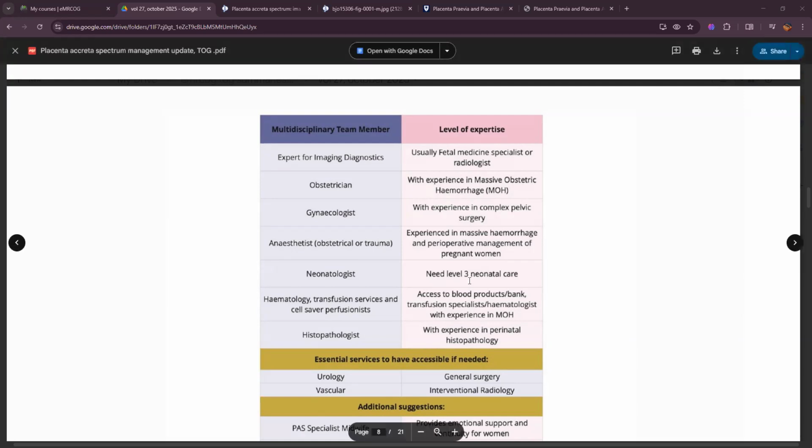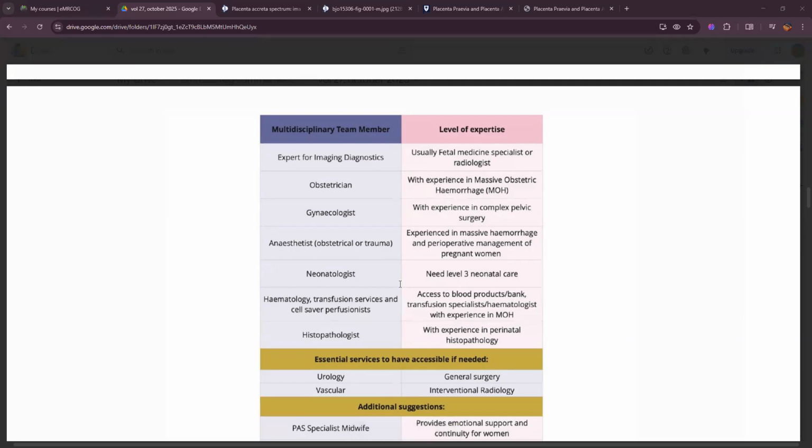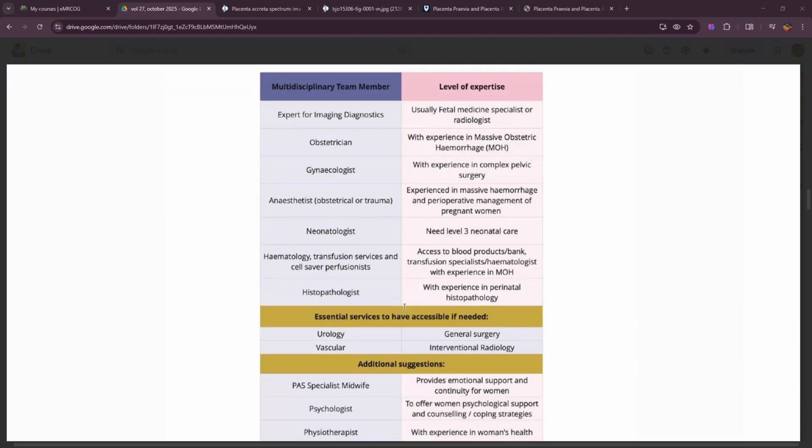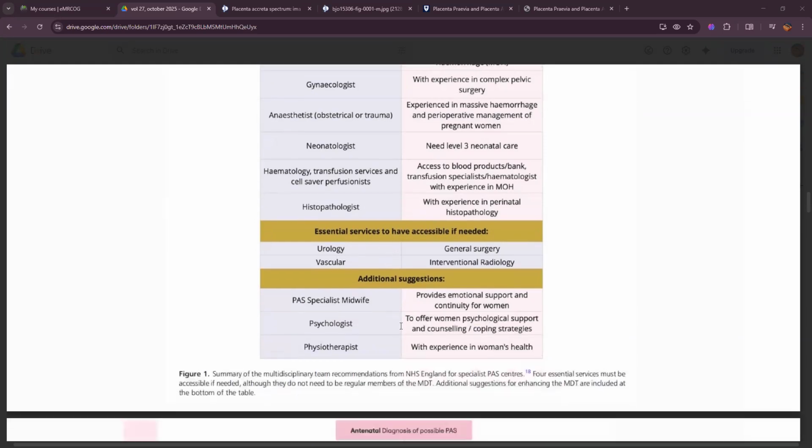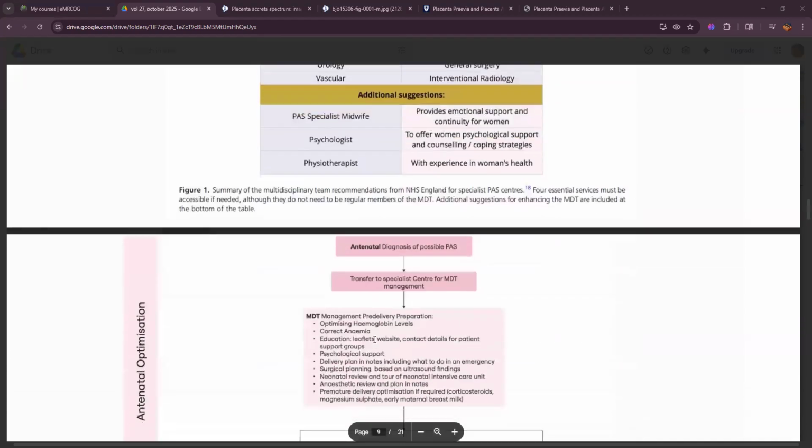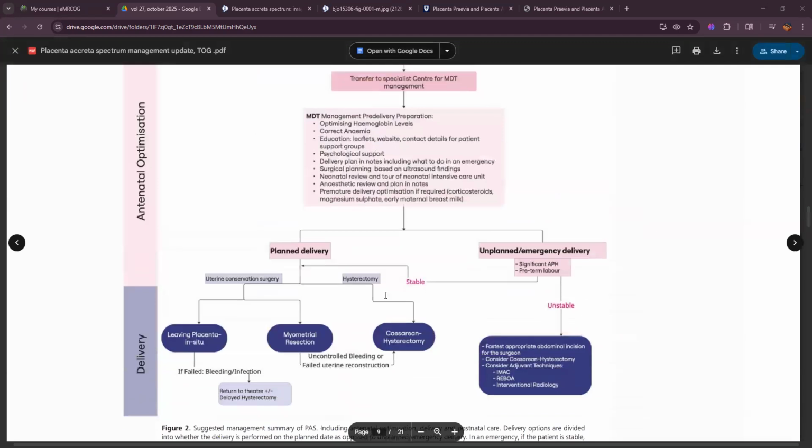Level 3 neonatal care, so I need a very good neonatologist. Access to the blood bank and a hematologist if needed. A histopathologist, definitely. Urology and vascular surgery. In addition, an experienced midwife specialized in placenta accreta spectrum, a psychologist, and a physiotherapist. Those are additional.